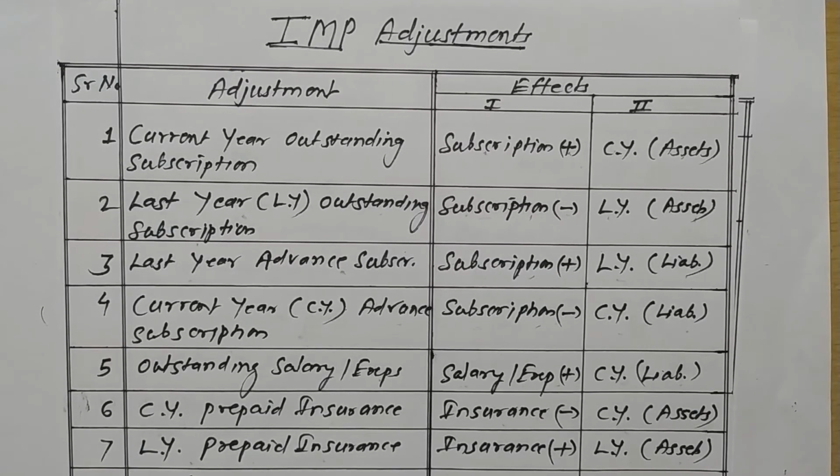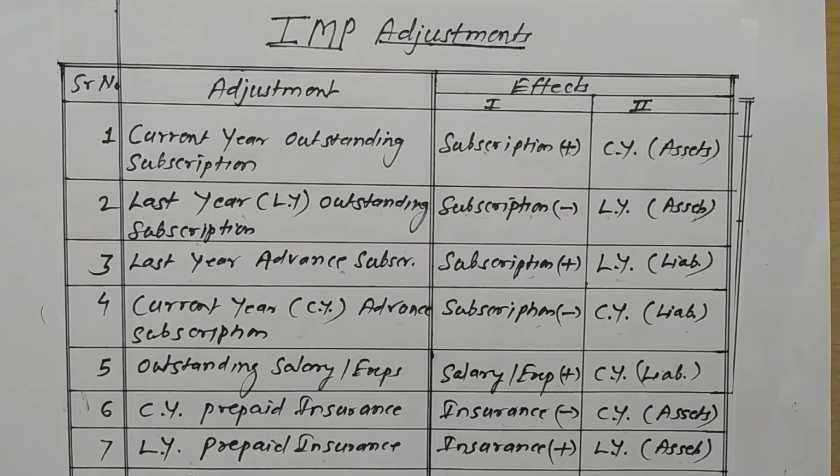For example, if there are 100 members of the concern and out of these 80 members have paid their subscription, it means 20 members remain to pay their subscription. It is the current year income. It is to be added in subscription, and second effect will appear on current year asset side.